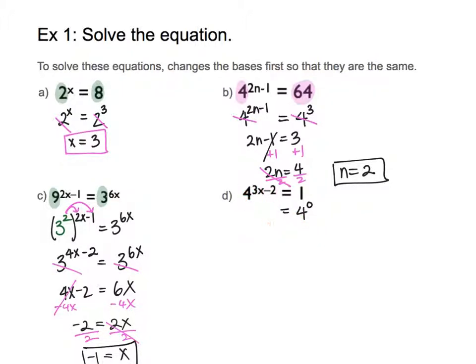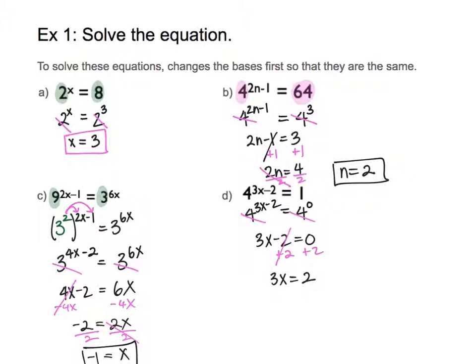So I'm going to drop this part down. So we have 4 to the 3x minus 2. And now that the bases are the same, they cancel. And so I have 3x minus 2 equals 0. So now I'm going to try to get this x by itself. I'm going to add 2 to both sides. That cancels. I now have 3x equals 2.